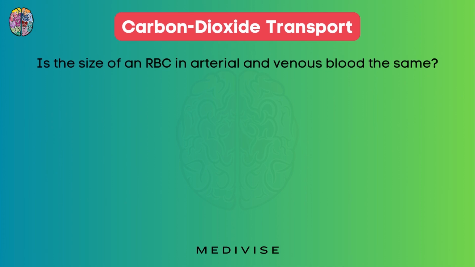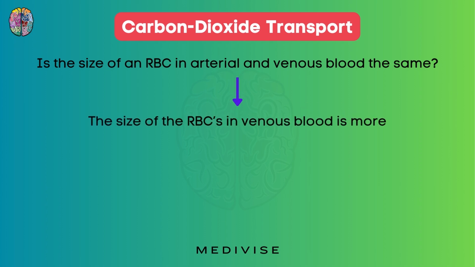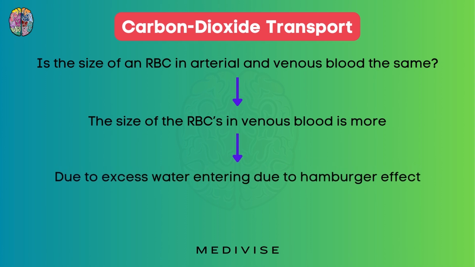Having known this, if I ask you, is the size of an RBC in the arterial and venous blood the same? The answer to this is no. The size of the RBCs in the venous blood is a little bit more. And if someone asks you the reason, you know the answer. It is due to excess water entering due to the hamburger effect.